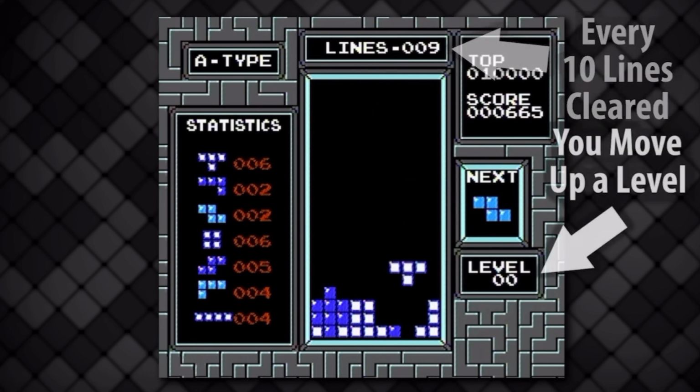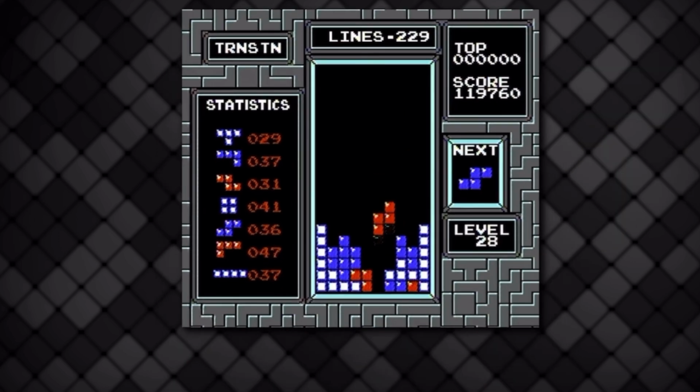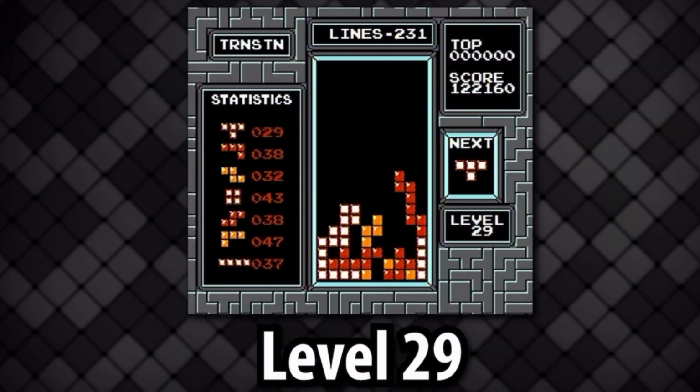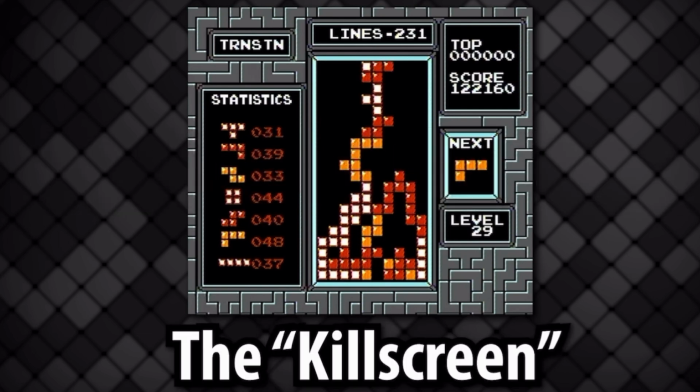For every 10 lines cleared, you move up a level and the speed gets a little bit faster. The fastest speed is reached at level 29, and at this point the pieces can no longer reliably get to the sides by holding down the side-to-side buttons. For decades, this was considered the end of the game, and level 29 got dubbed the kill screen because it always killed your run. Except it wasn't a kill screen in the traditional sense.